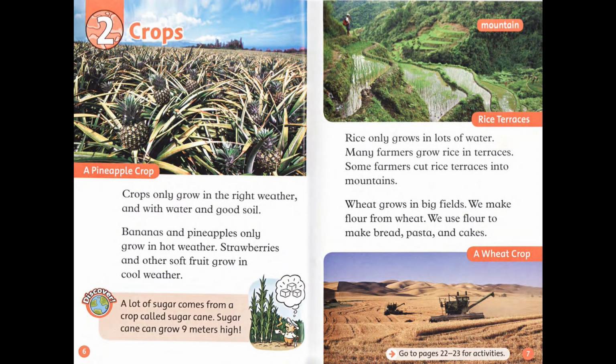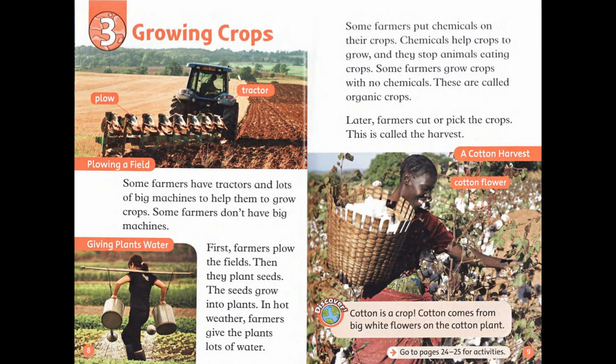Chapter 3. Growing crops. Some farmers have tractors and lots of big machines to help them to grow crops. Some farmers don't have big machines. First, farmers plough the fields. Then they plant seeds. The seeds grow into plants. In hot weather, farmers give the plants lots of water. Some farmers put chemicals on their crops.